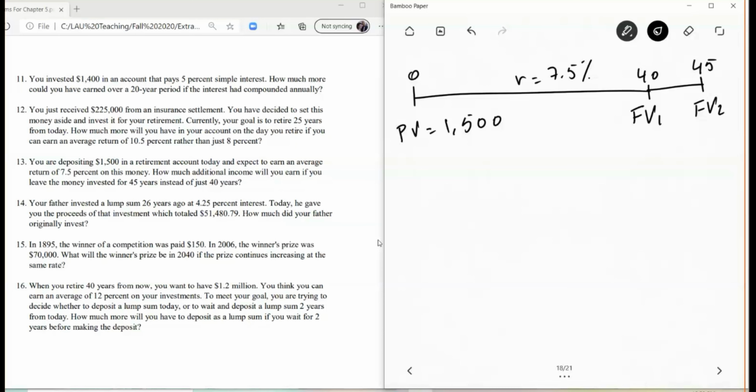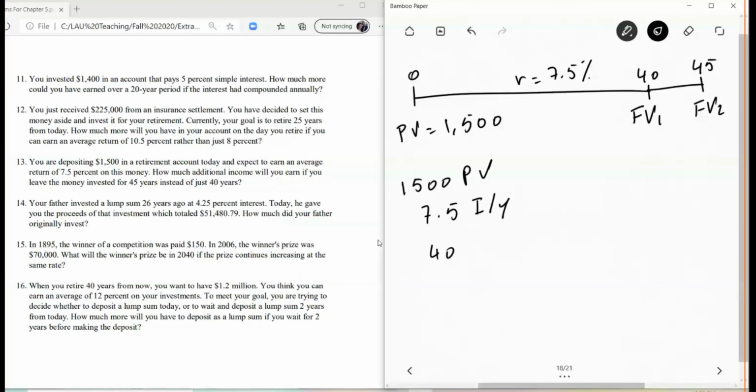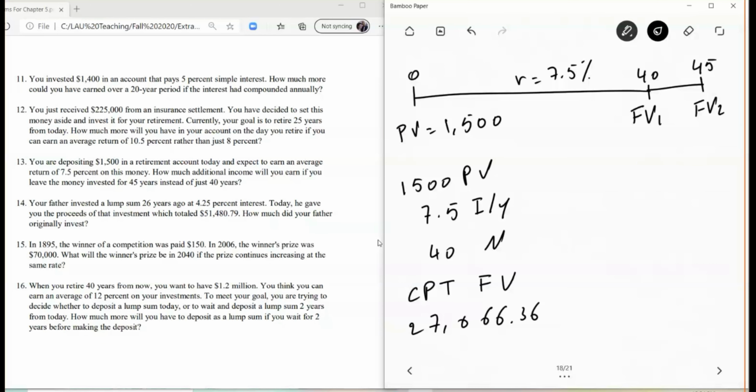So with the first scenario, I have 1500 PV, 7.5 IY, 40 N, and I compute FV. In this case, I will have 27,066.36. If I extend my investment period by 5 more years, those values are still the same here.